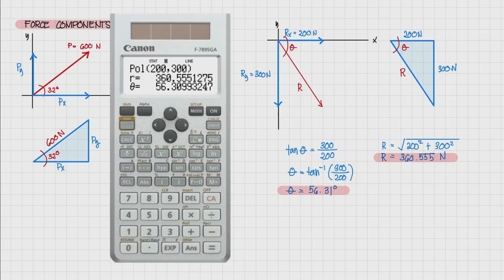And you notice this, our Ry, if this is the origin of our Cartesian plane, the x and y axes, this should be negative, right? So let's try changing our y component, the 300, into a negative. Let's put a negative sign.